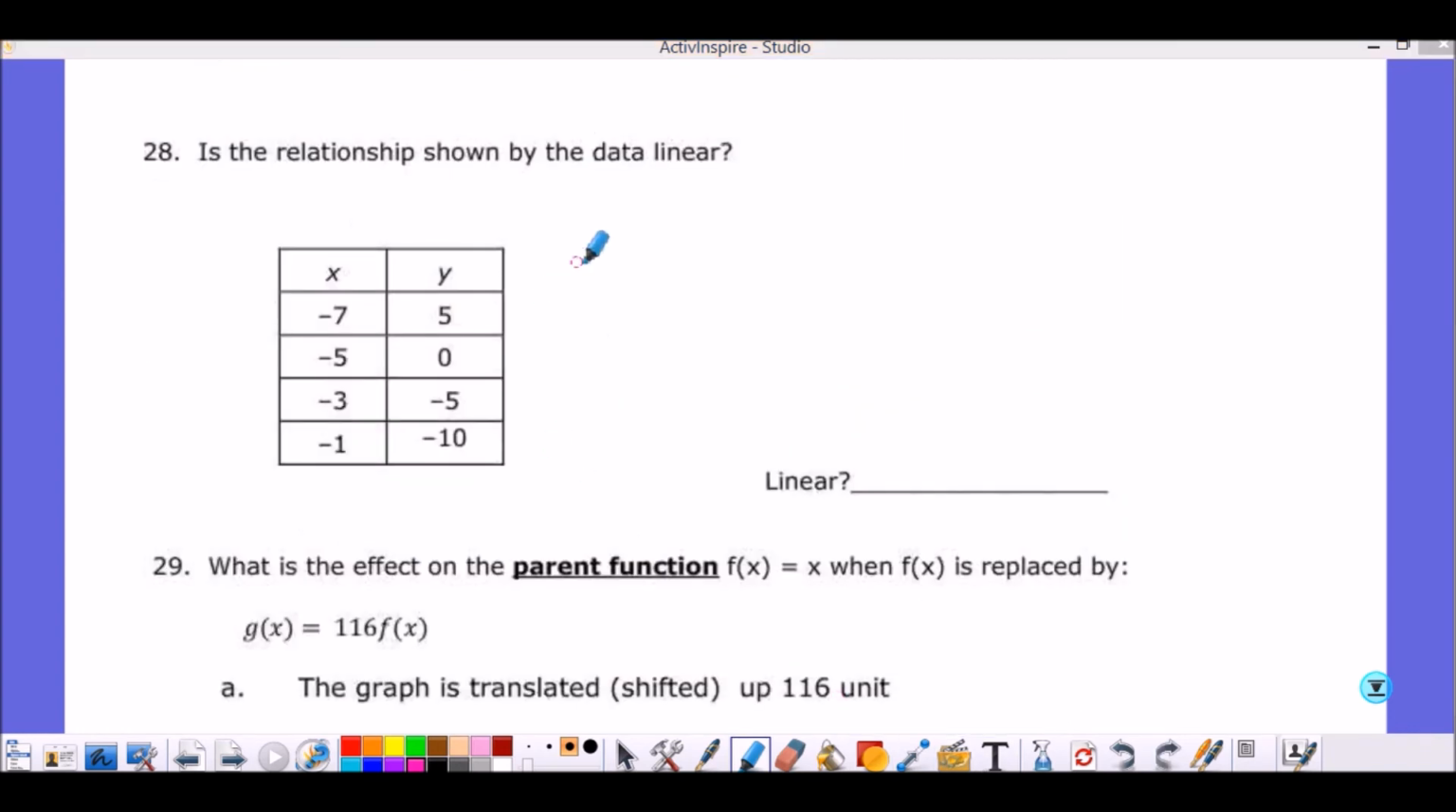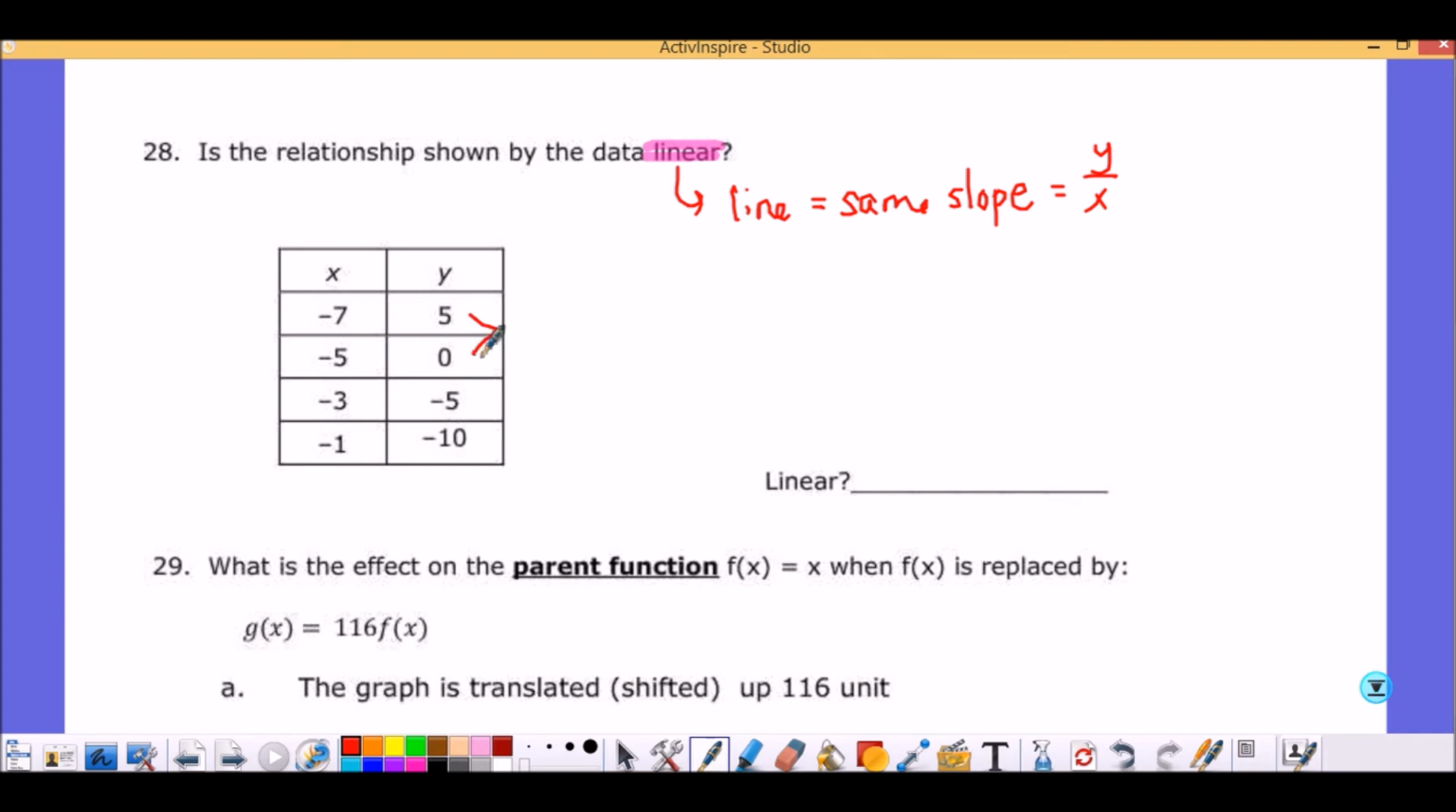In problem number 28, it's asking if the table below is linear. So remember, for a linear function, this means it needs to be a straight line, which means the slope has to be all the same. So remember, the slope, in order to be the same, it has to be y over x. All right, so let's talk about how I get there.